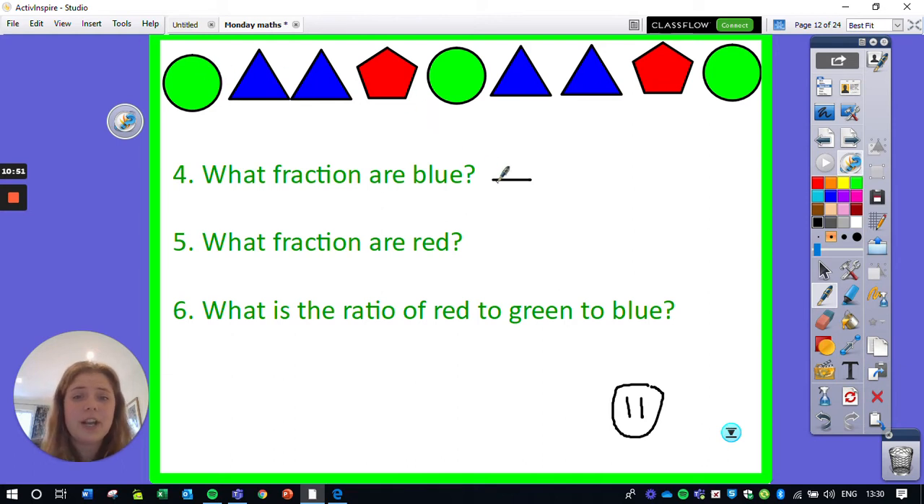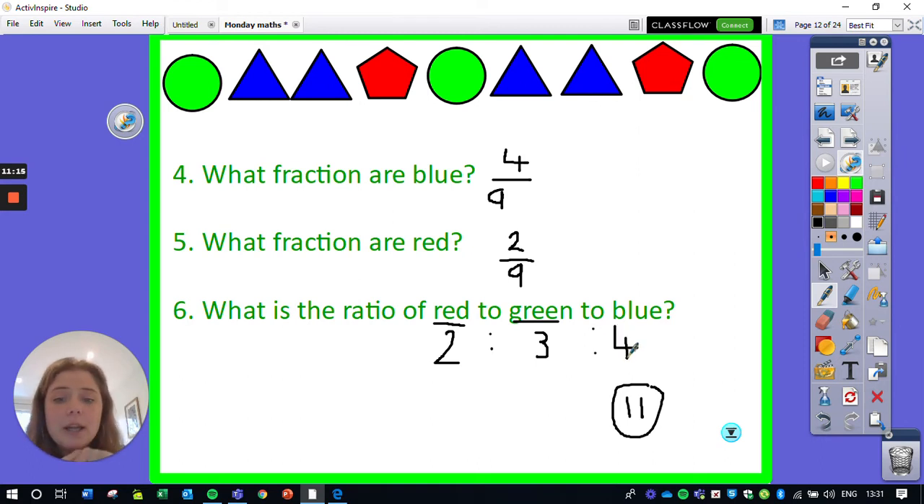What fraction of these shapes are blue? 1, 2, 3, 4, 5, 6, 7, 8, 9. There are 9 shapes in total, and 4 are blue. 4/9 are blue. What fraction are red? There's still 9 shapes, but this time 2 are red. Finally, your ratio, red, which is 2, to green, which is 3, to blue, which is 4.